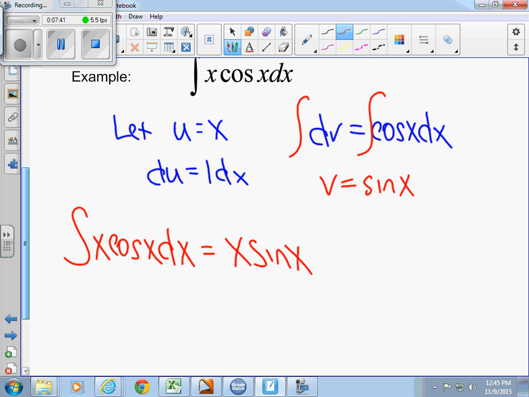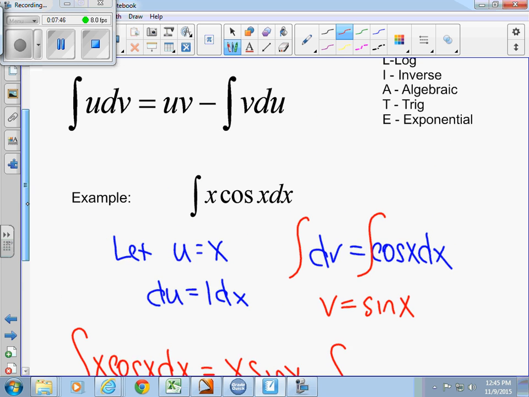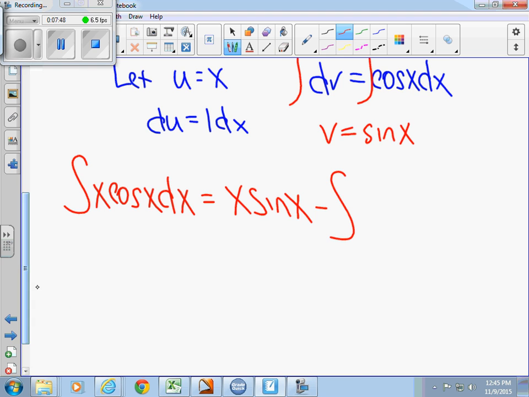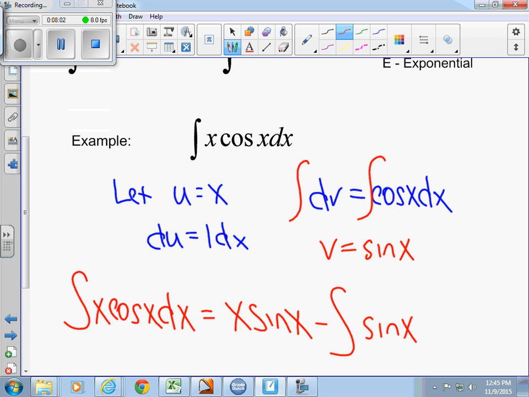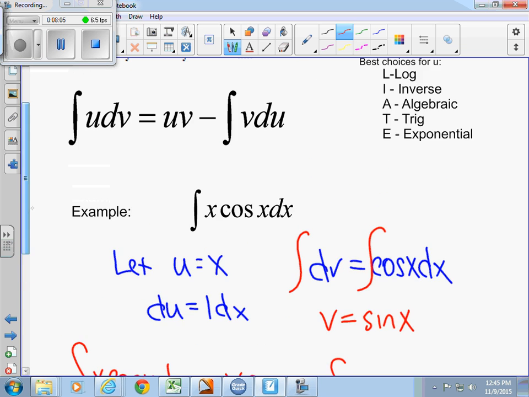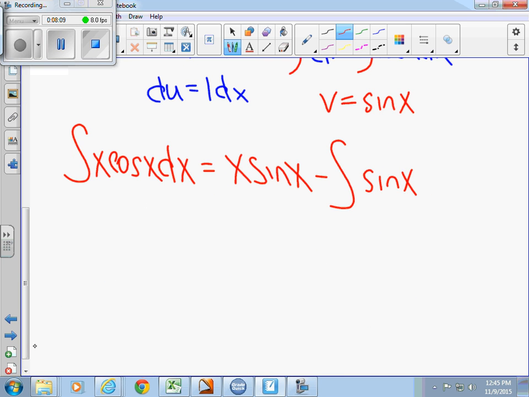minus the integral of v du. What's my v? Sine of x. And what is du? What is du? Just 1 dx. Everyone agree?